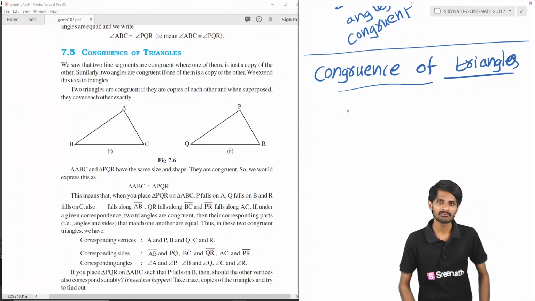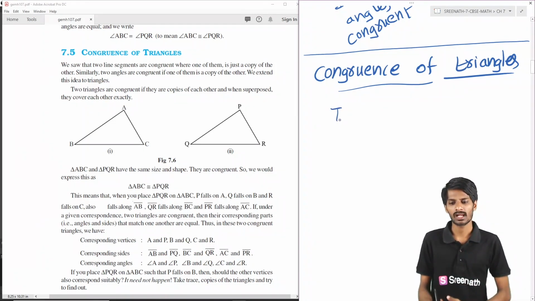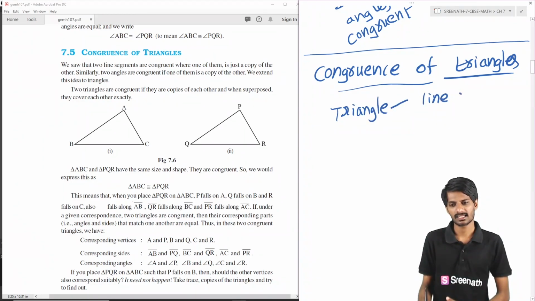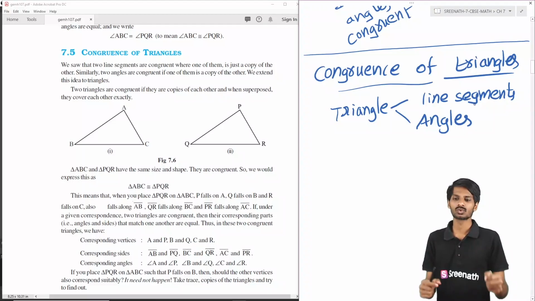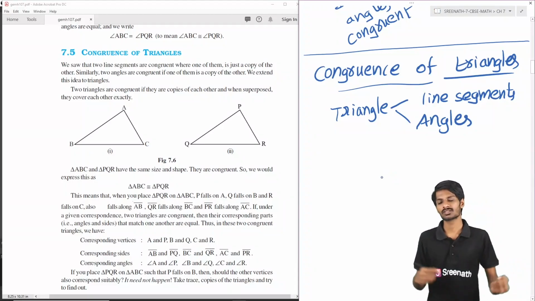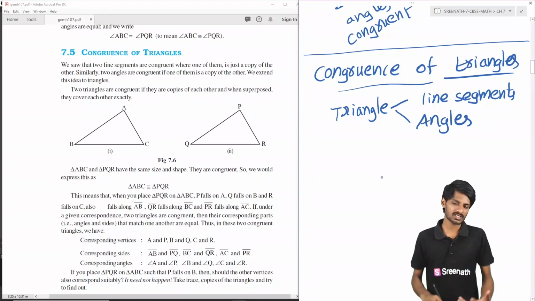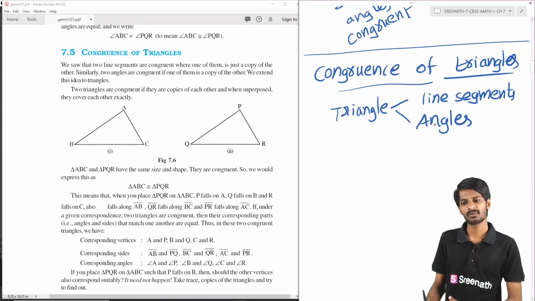So every time taking trace copies, every time cutting, is somewhat difficult. So before going to that discussion, students, let's see how a triangle is made. We know the triangle is constructed using line segments and angles. So we have studied the congruency of line segments, and what happens whenever two angles are congruent. Here there is a triangle. It is constructed by line segments and angles.